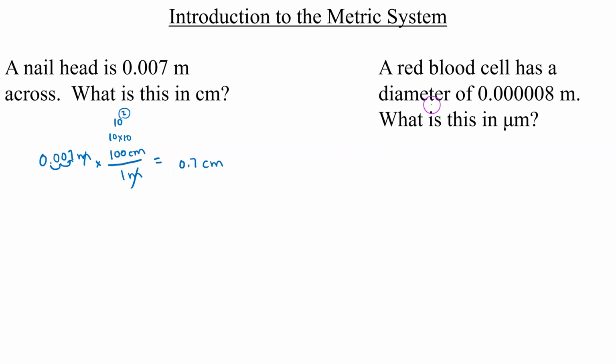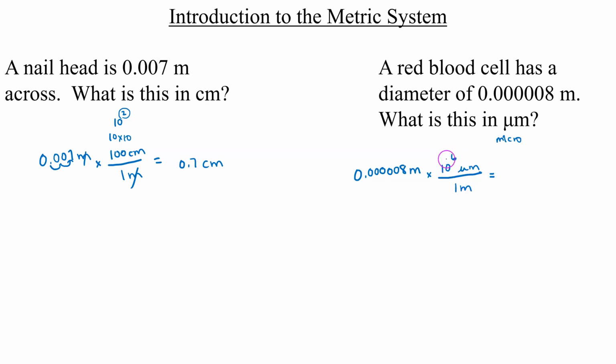Okay, let's look at a second example. A red blood cell, so we're talking really tiny, has a diameter of 0.000008 meters. What is this in micrometers? This is a Greek symbol, it means micro. And there are 10 to the 6th, 1 million is 10 to the 6th, micrometers in 1 meter.